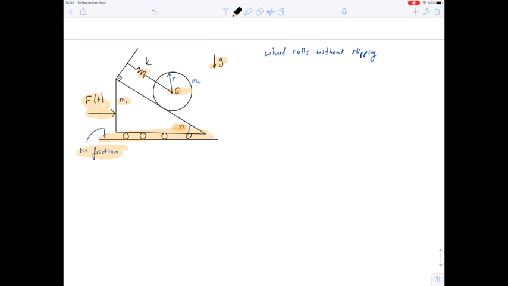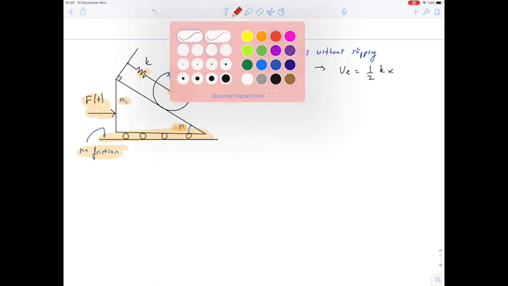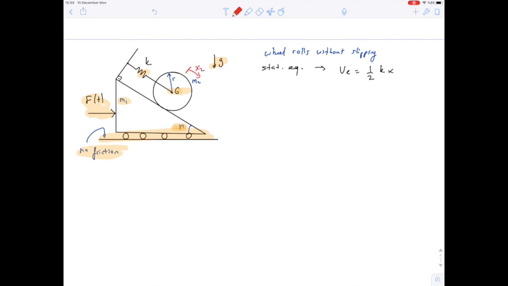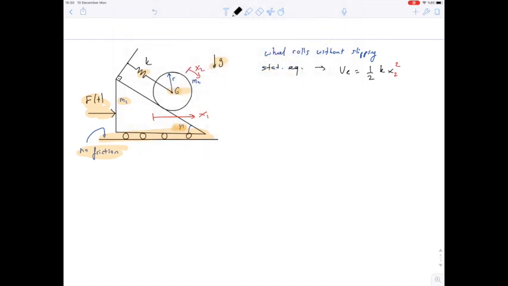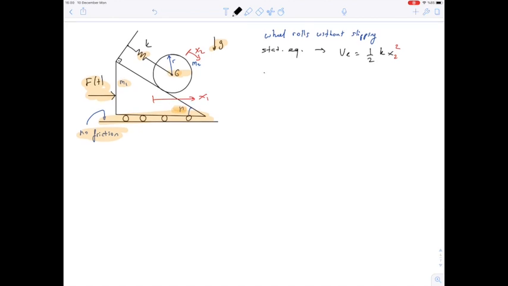Now the question is, in this case, the static equilibrium means that, as we have seen in the previous problem, we could have just gotten the elastic potential energy as 1 over 2 K, let's say this is our displacement, let me call this x2 and let me call this x1, 1 over 2 K x2 squared. And then calculate the Lagrangian of this one, okay? So basically the kinetic energy is T1 plus T2, and T1 is easy, it's just 1 over 2 m1 x1 dot squared. Okay, so the real trick is what's going on with the wheel.